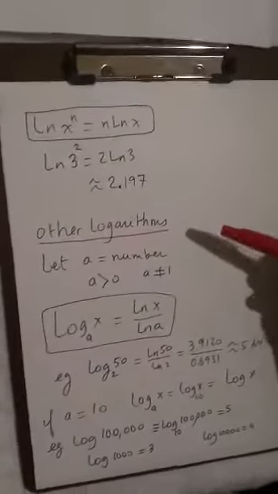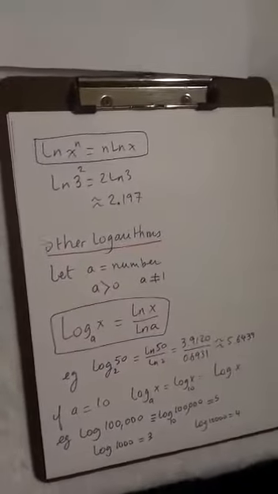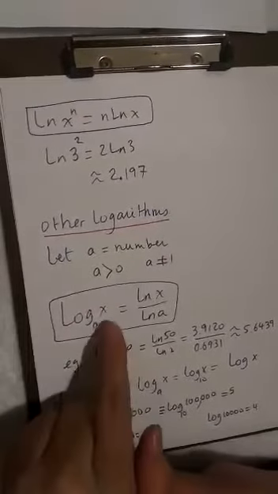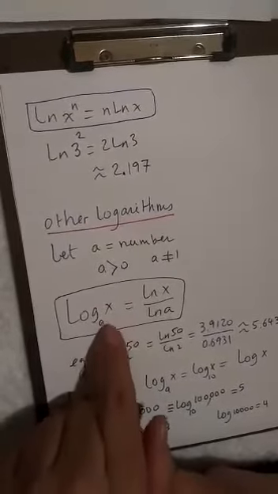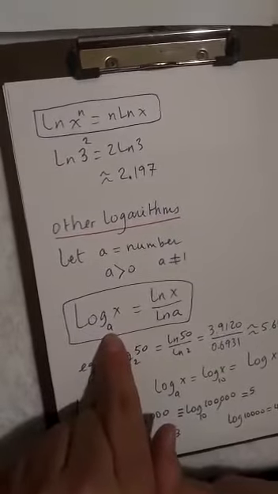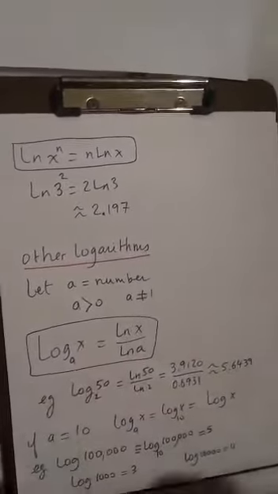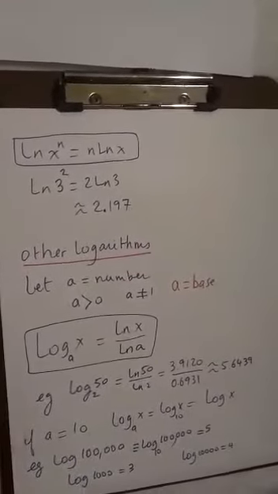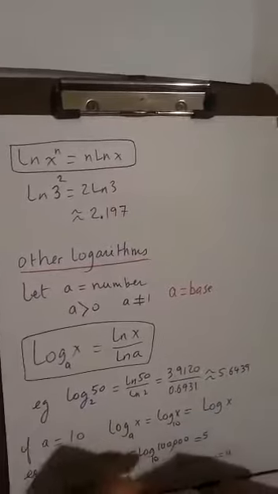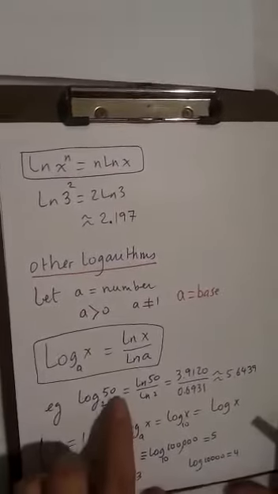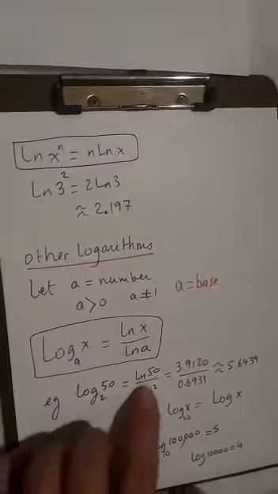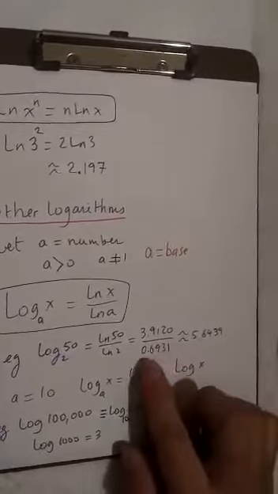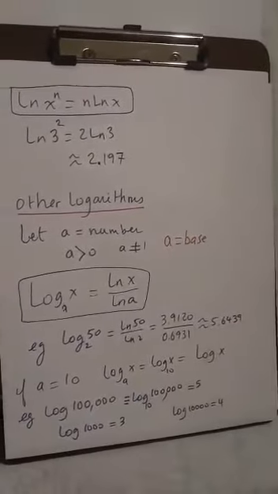Other logarithms. Let a be a number that's greater than 0 but not equal to 1. The logarithm of x in this number, this is called a base. In base a, so we're going to call a the base, is equal to ln x divided by ln a. For example, if you're looking for log 50 in base 2, then you divide log 50 by log 2. Log 50 is 3.9120. Log 2 is this. Divide them, and this is the number you get.